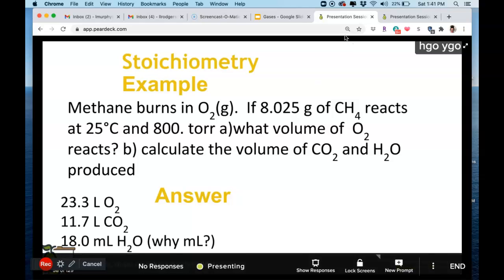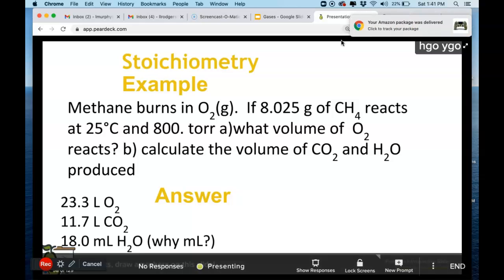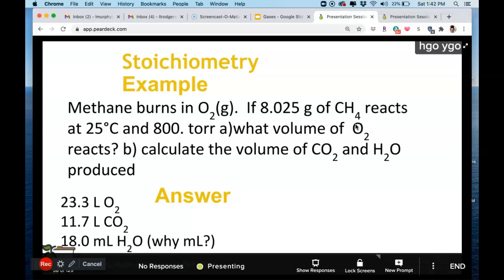All right, so let's do another one. We have methane burning in air, or oxygen, I should say, and we have 8.025 grams of methane react at a certain temperature and pressure, and I want to know what volume of O2 reacts. Okay, so again, obviously, I'm giving you methane, I'm asking about oxygen. This is going to be stoichiometry.